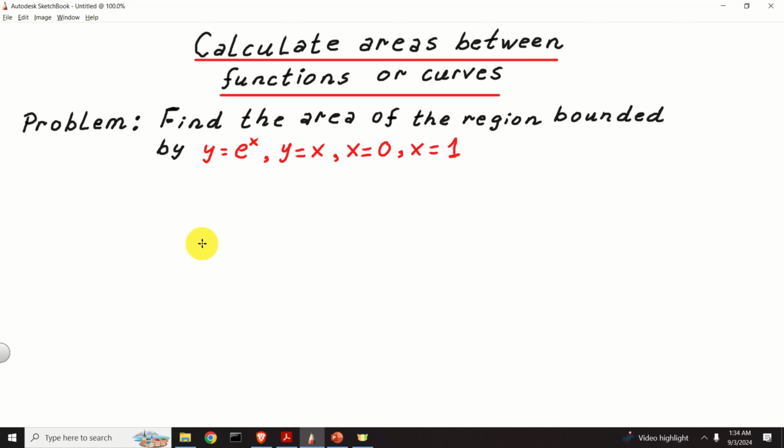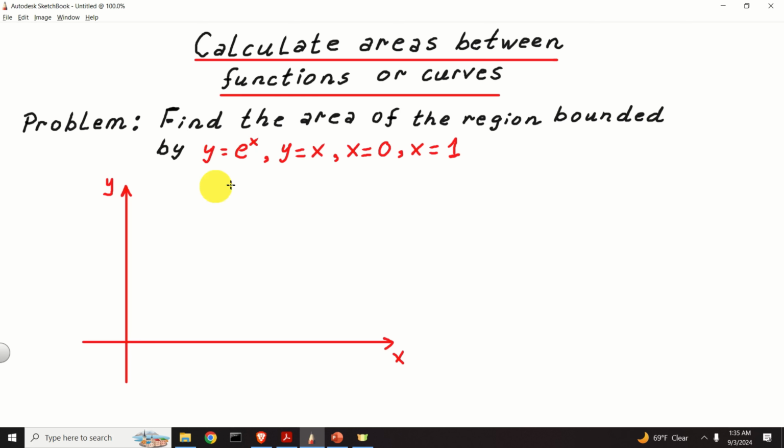The best strategy for solving this problem is to graph these functions. So let's do that. Over here, I'm going to draw vertical and horizontal axes. The horizontal axis is denoted by x and the vertical axis is denoted by y. First of all, let's sketch this function y is equal to e to the power x. This is an exponential function. When x is equal to 0, the value of the function is 1.